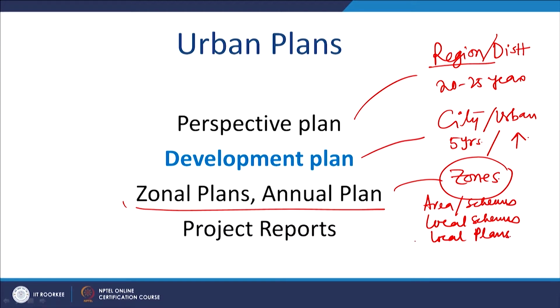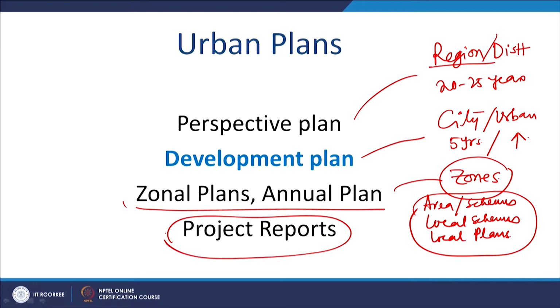So, do not be confused if you come across various terminologies. Area level schemes, local schemes or local plans are more or less synonymous. Basically, the objective of these is to make detailed plans of the local areas, which give an input to the draft development plan and zonal plan, and then we prepare project reports for every project. Project reports are done for individual projects.